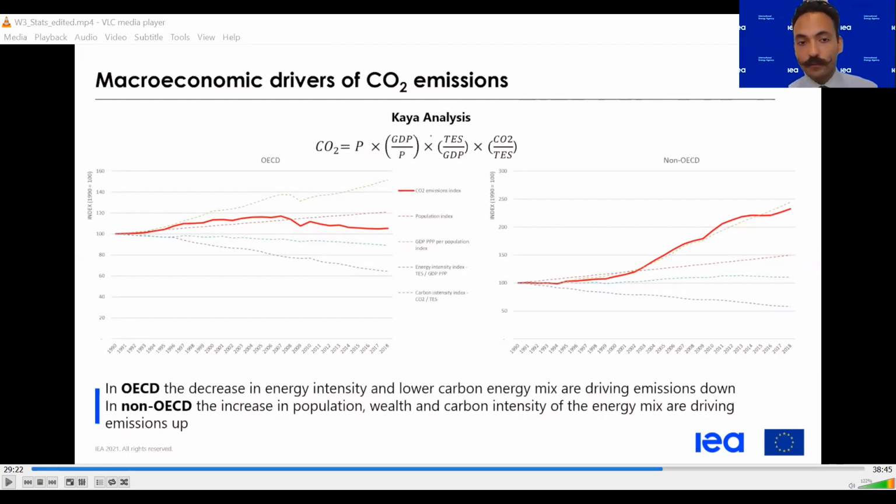And as such, these decreases in the carbon intensity and the energy intensity of the economy have offset the increase in the wealth and the population to a major point. And you can see that the total CO2 emissions have stayed relatively flat among the OECD countries. If you go to the next slide, I can explain Africa, which might be of more interest.